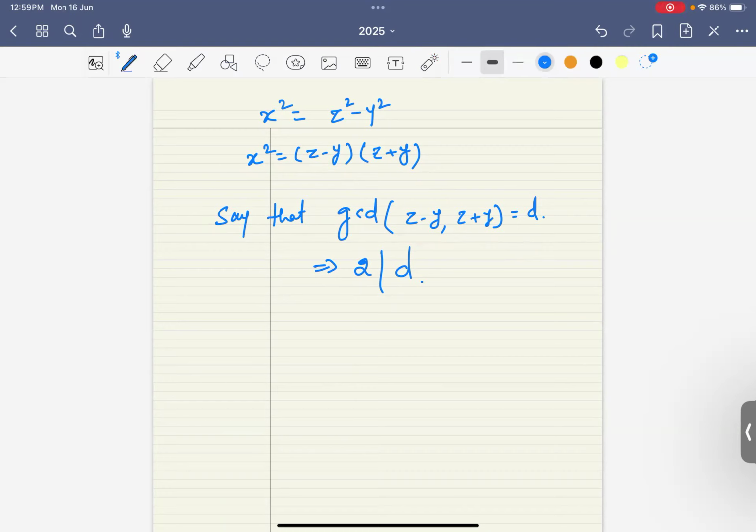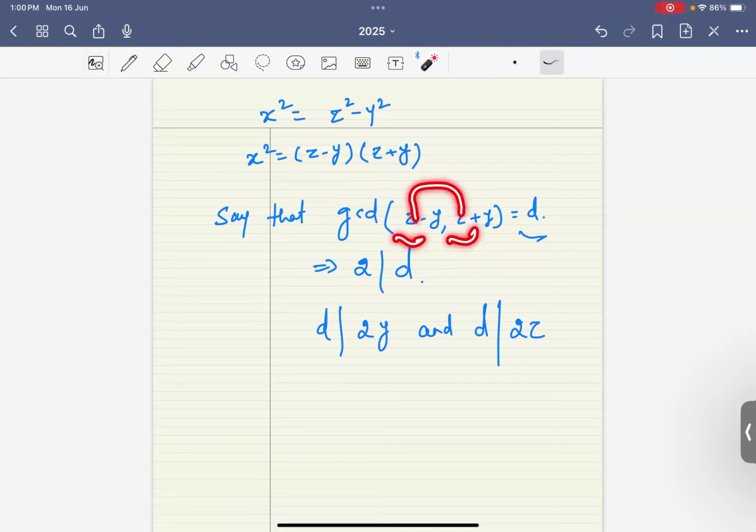Next, since D is the GCD of these numbers, therefore D divides their difference and their sum. Which means that D divides 2y and D divides 2z. Because D divides this and D divides that, so D divides their sum. D divides this and D divides that, so D divides their difference. Well, lovely. So what do you get?